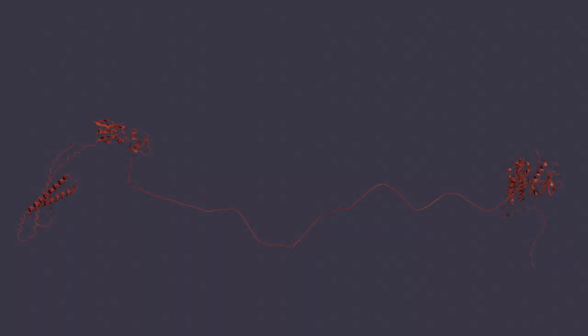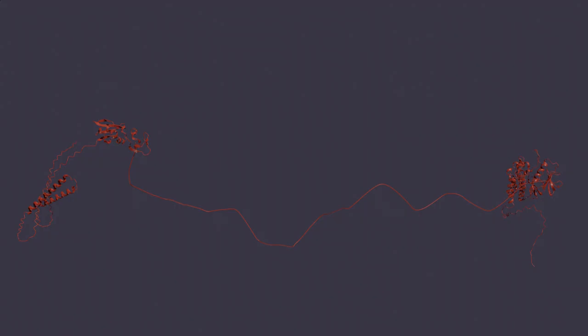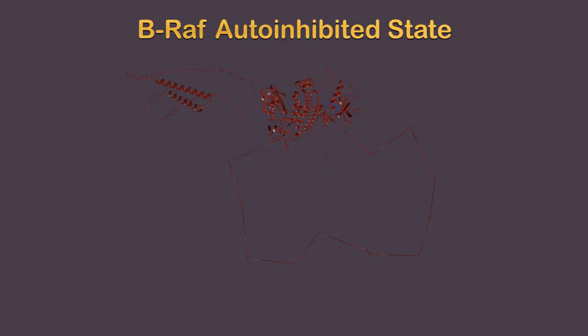Here is B-Raf again, showing it with the hinge region stretched out. The N-terminal part of B-Raf that has the RBD and C1 domains is referred to as the regulatory region. And the kinase domain on the other side of the hinge is the catalytic region. RAF never actually looks like this in cells. In cells that are not dividing and that have the RAS-MAP kinase pathway turned off, RAF assumes an auto-inhibited state, where the hinge region is folded so that the regulatory region makes contact with a kinase domain. The hinge region looks different here so that we can animate it.